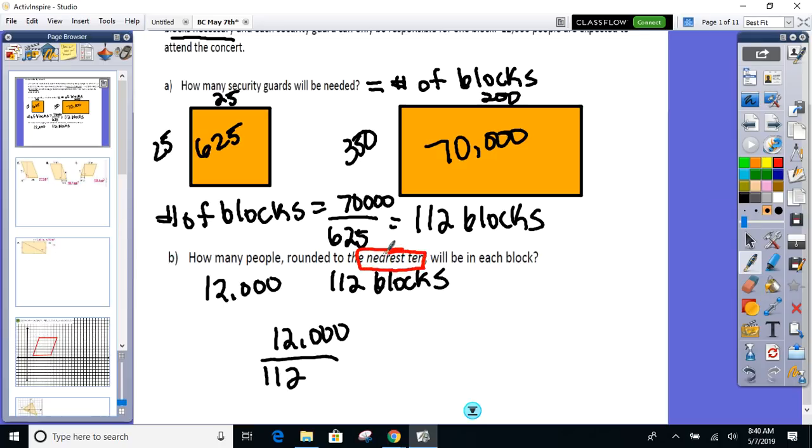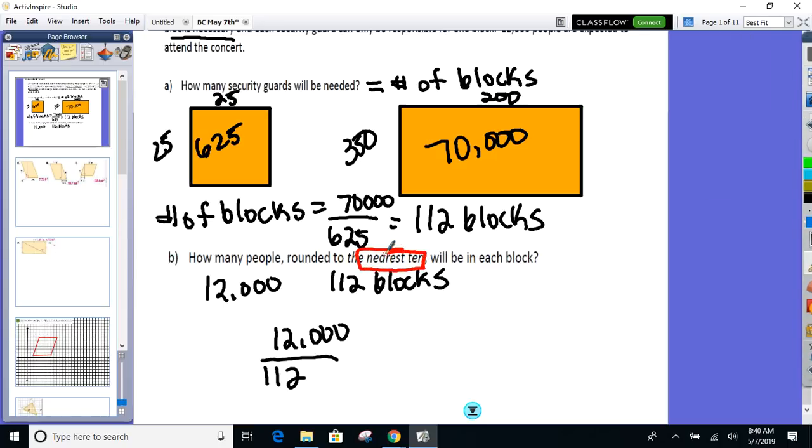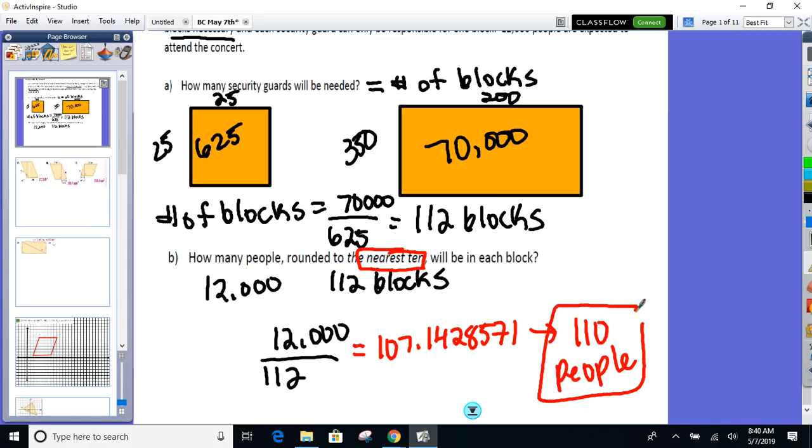Nearest 10. So we're talking 110, 120, 130, 140, etc. That's nearest 10. Not tenth, nearest 10. So 10s, 20s, 30s, 40s, 50s, etc. So you go to the calculator, 12,000 divided by 112. Here's what ends up happening. You get 107.1428571, but to the nearest 10, we're looking to put about 110 people in each block. Probably not on the Regents, but maybe on the unit test now that we did it.